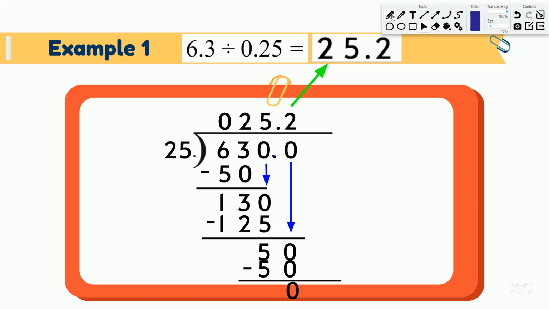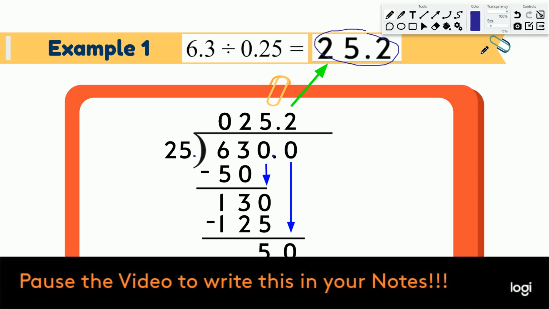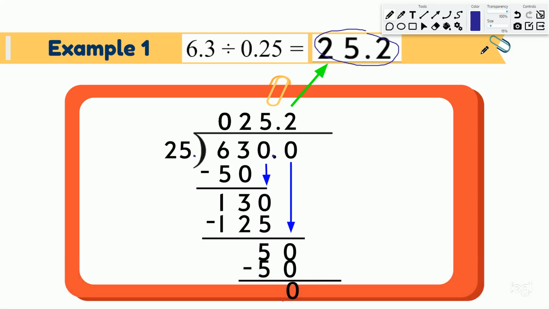Again, when you're doing this in your notebooks, make sure that you circle your answer at the end so it's easy to find. So you can pause the video here and write this in your notes. And we will get moving on to the next one.